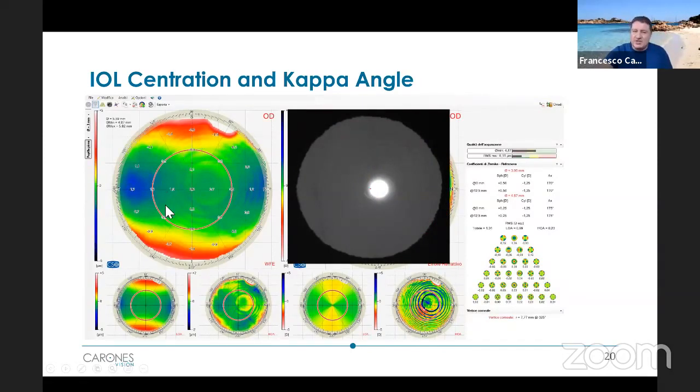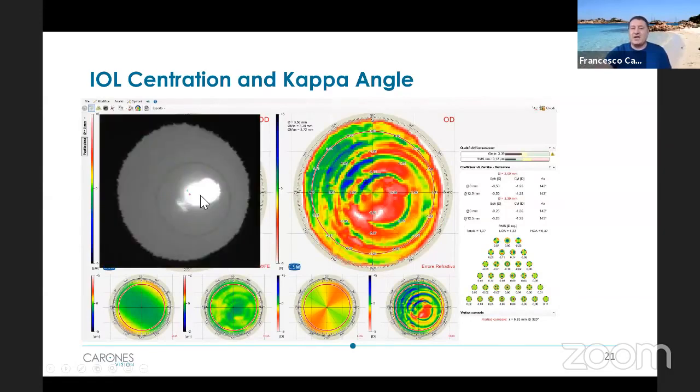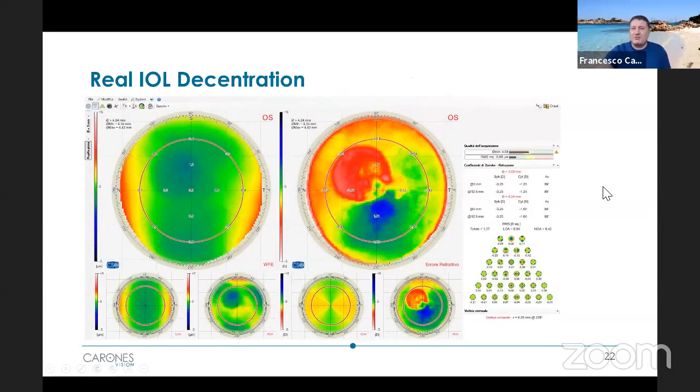So this lens looks decentered, but due to the larger kappa angle that this eye has, actually the lens is centered. And this is another example of the same situation. The lens looks decentered in this direction. But again, if you compare where the center of the kappa angle is, so the first Purkinje image, you see that the decentration does not look as wide as it is if you just compare to the center of the pupil. And then you can really evaluate other features like real decentrations.